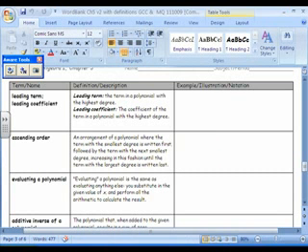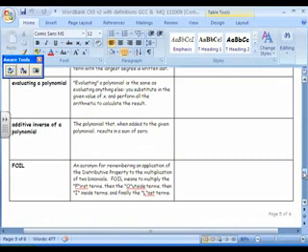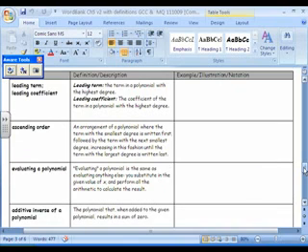So the very last term, evaluating a polynomial, is the same as evaluating anything else. Substitute the value of x and perform all the arithmetic to calculate the result. So right now, put an example in your word bank for evaluating a polynomial.